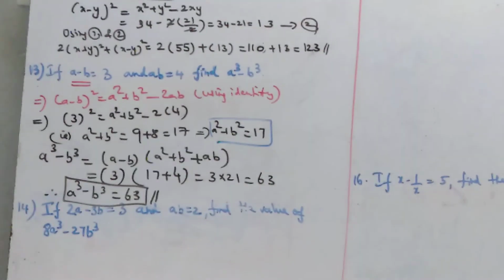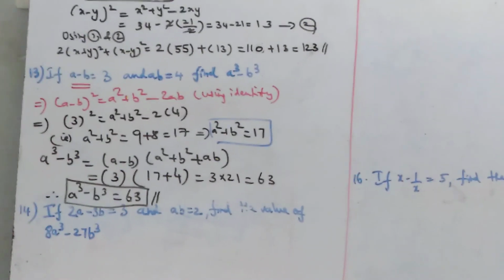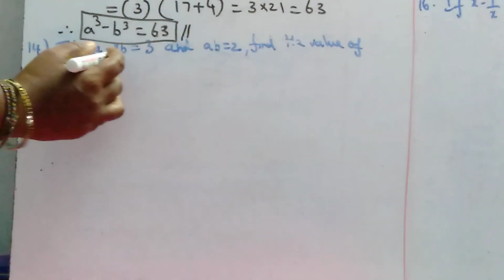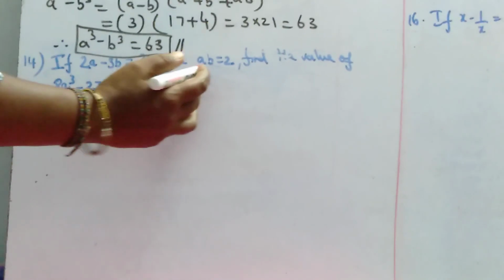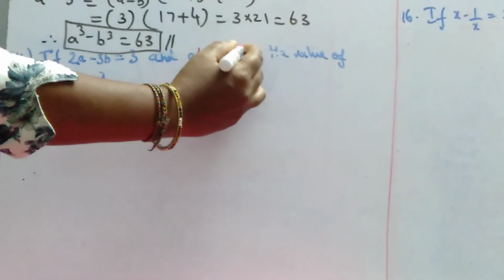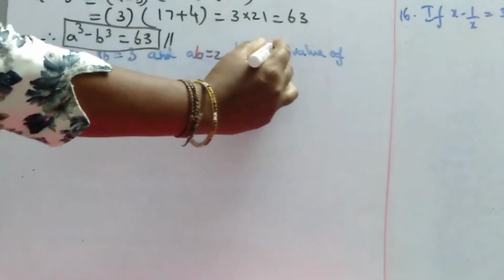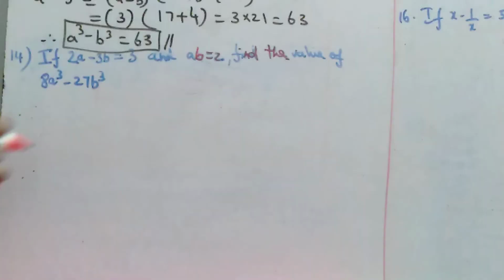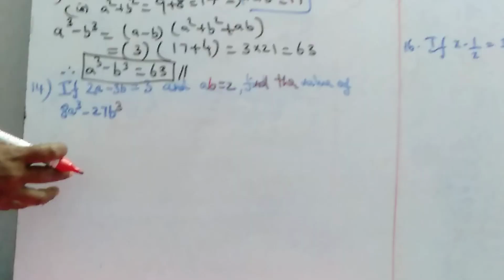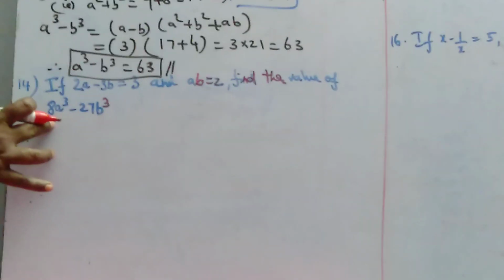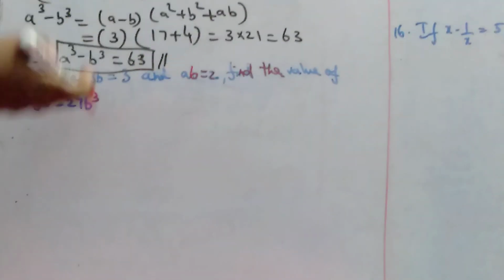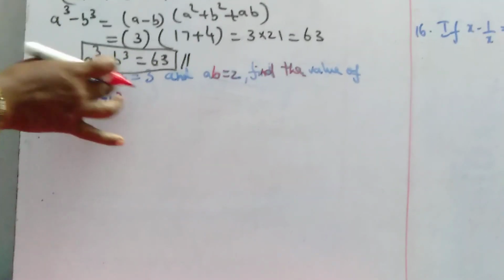Clear? Very simple, easy and important. Next question. If 2a minus 3b equals 3 and ab equals 2, we have to find the value of 8a cube minus 27b cube. The previous model, the last video what we have seen: 2a is the cube root of 8a cube and 3b is the cube root of 27b cube. So very simple, same like this. But here the coefficients are given.